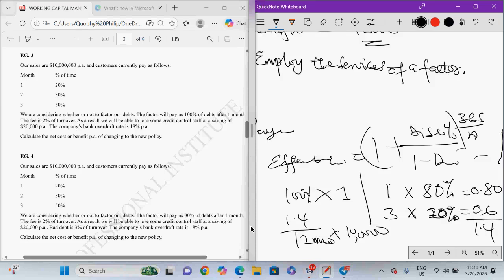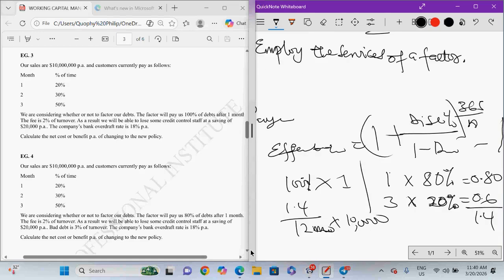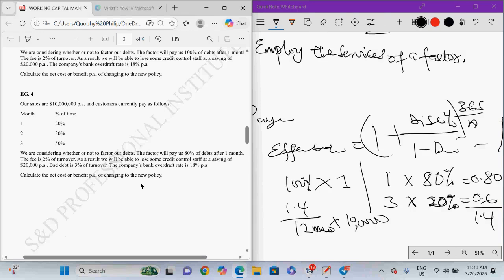Aside from that, everything else should follow the same format. I think there is also a bad debt. Okay, here there's a bad debt. So the bad debt, will it be a cost to us or would it be a benefit as a result of hiring the factor? No, it will not be a cost. It will be a benefit.